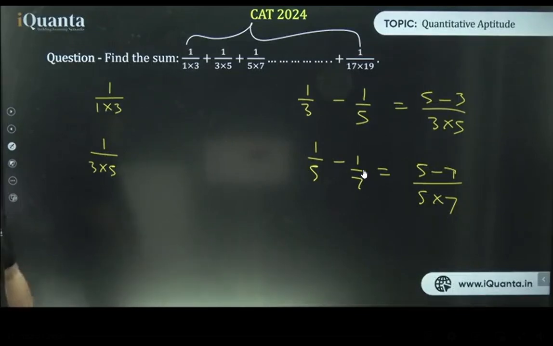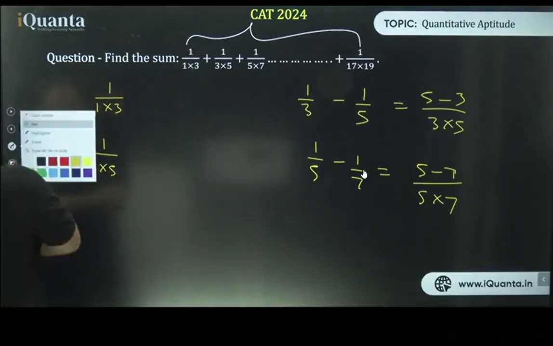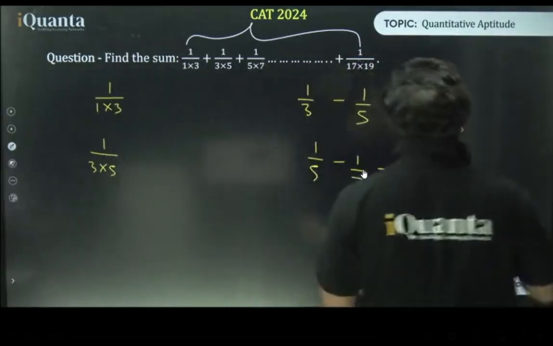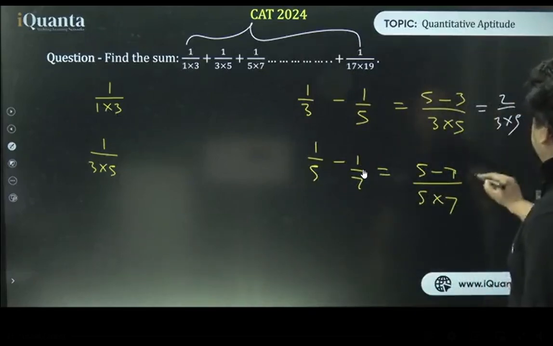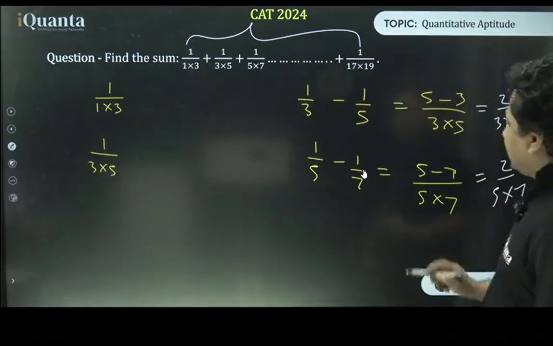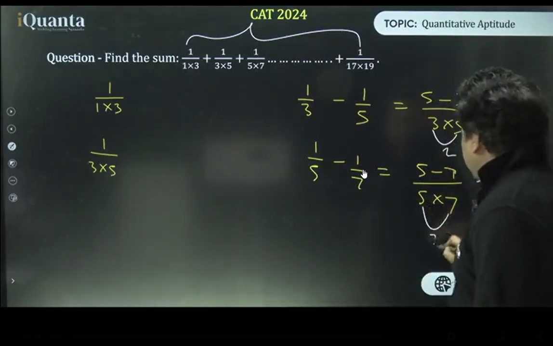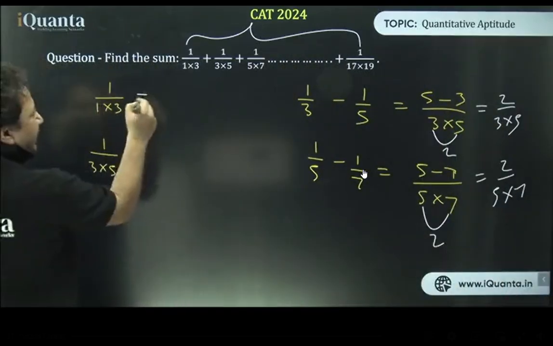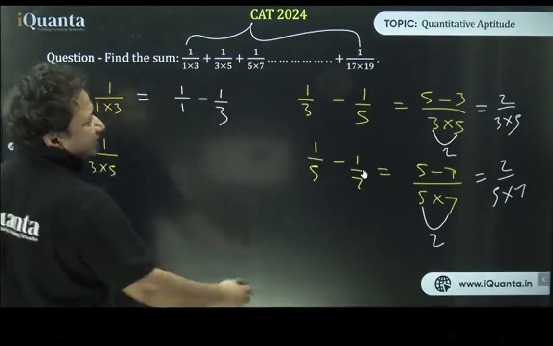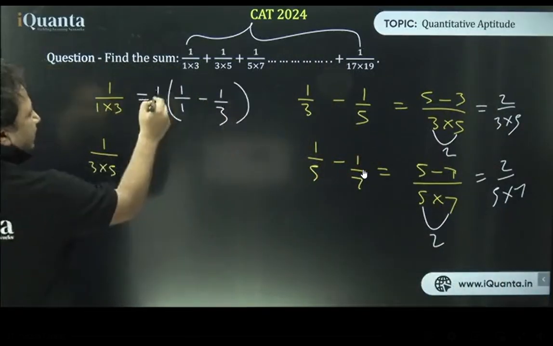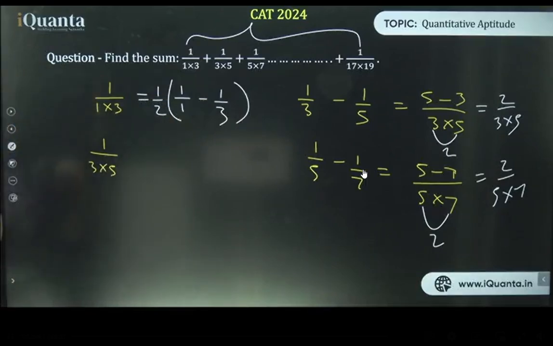This is the last part of the sequential series, right? So see, the pattern to observe is that we get 2 upon 3 into 5. Here we get 2 upon 5 into 7. Why are we getting it? Because the difference between 3 and 5 is 2, and 5 and 7 is also 2. So if I want to break it, it will be 1 by 1 minus 1 by 3. But because 2 is in the numerator, I'll have to multiply it by 1 by 2. Is that clear, everyone?